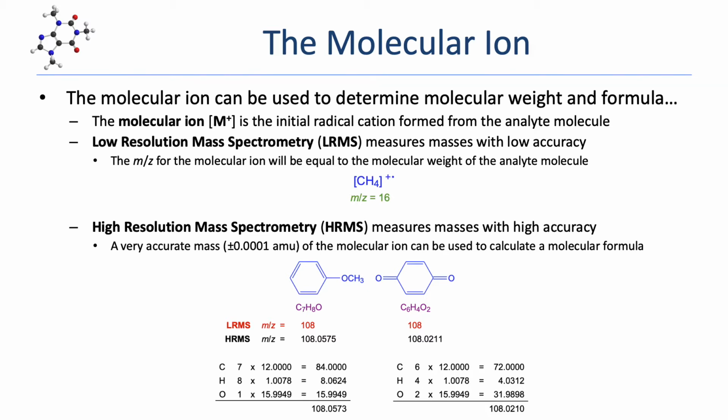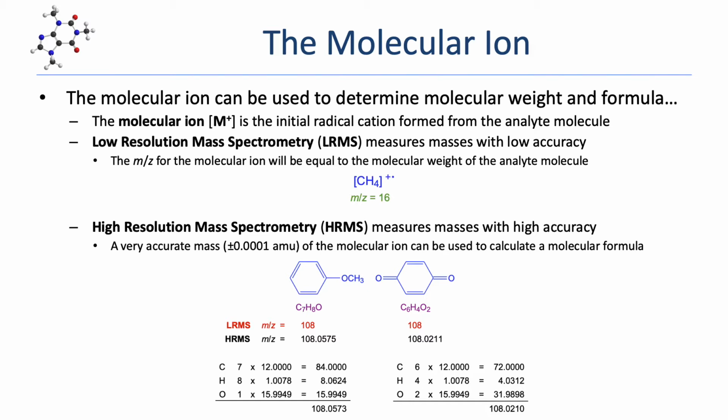So take a look at these two molecules. They each have a different formula. The first one, C7H8O, and the second one, C6H4O2. And in a low resolution experiment, they have the exact same molecular weight of 108. However, in a high res mass spec experiment, you can see that their masses are actually slightly different. The first one having a mass of 108.0575, and the second one having a mass of 108.0211.